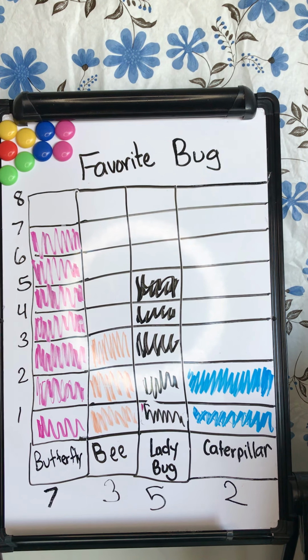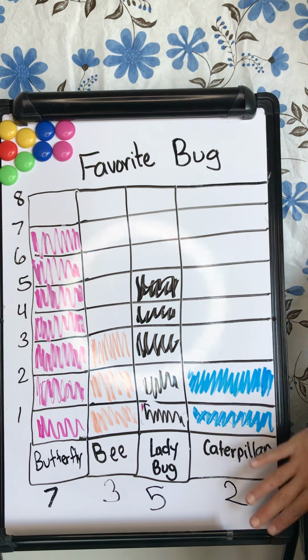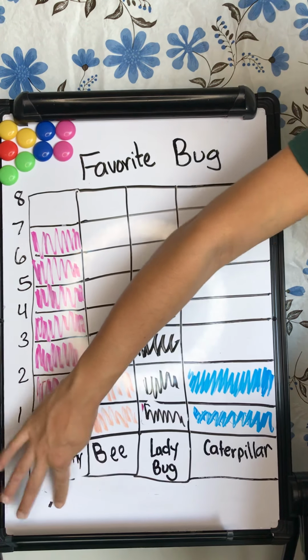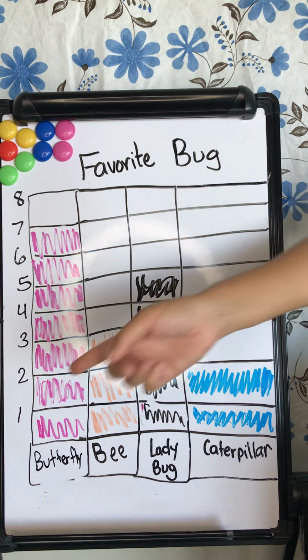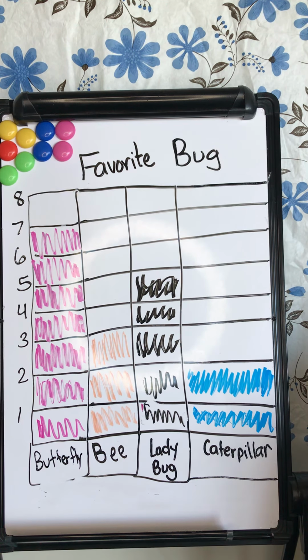All right, before we go, let's do one more, okay? Which one had 5 votes? You need to count. You need to count how many are colored in. Is it butterfly? No. All right, keep counting. So we know it's not butterfly. Is it bee? No, bee had 3. How about ladybug? Yeah, ladybug had 5. So if I asked you which one had 5 votes, what would you say? Ladybug. Isn't this easier to use?